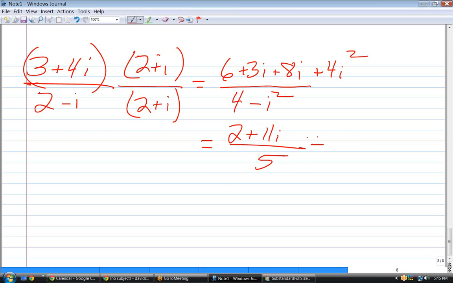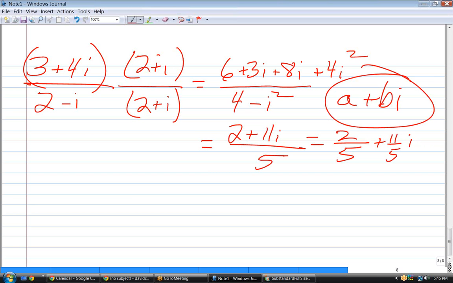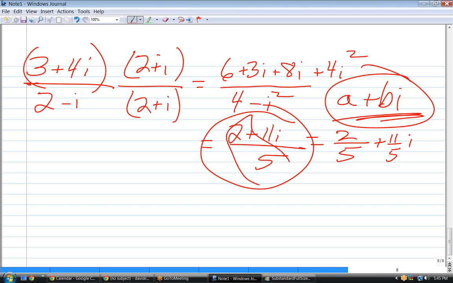I'm just not sure if she wants you to turn it into this form. We haven't quite learned that yet. Well, that's a plus bi. That's standard format for a complex number. In other words, if she accepts that, that's fine as an answer. If the question says put it into standard format, then you have to split it up into 2 fractions, that one and that one.